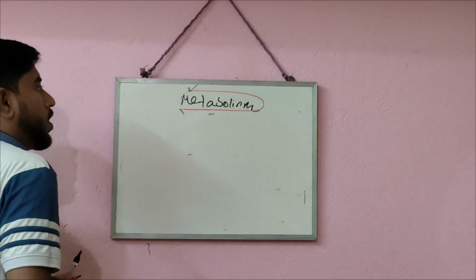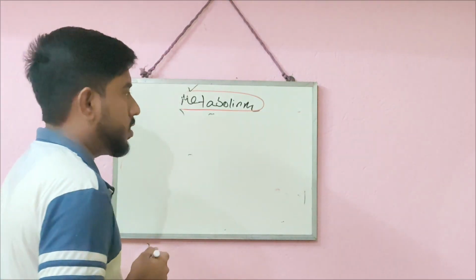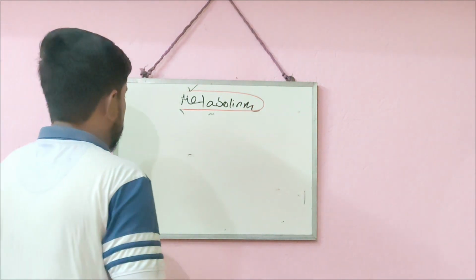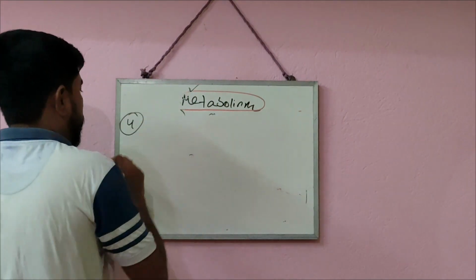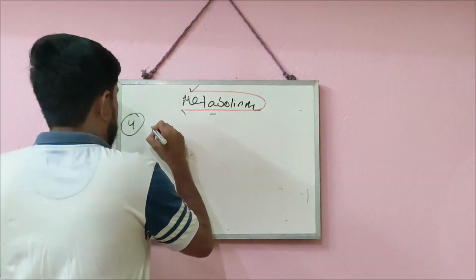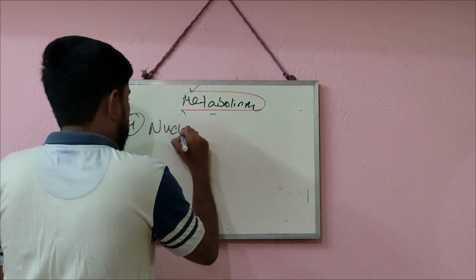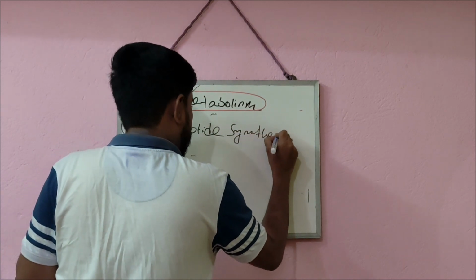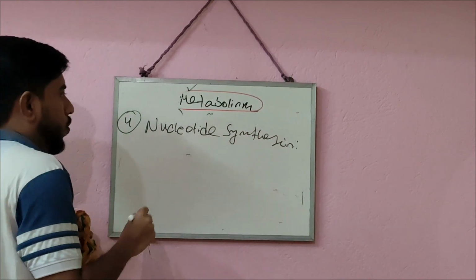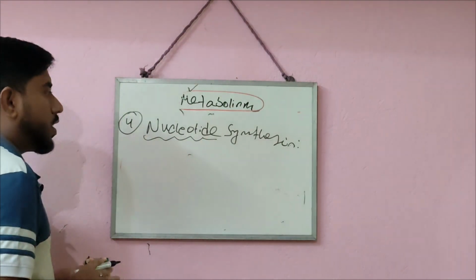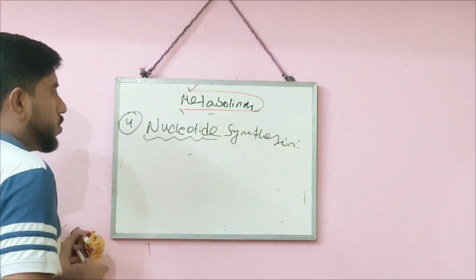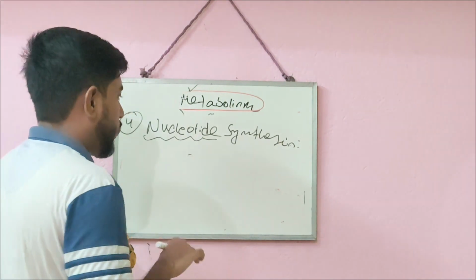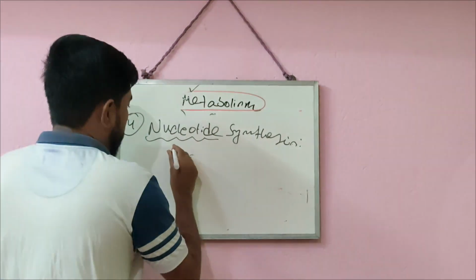So I have already covered glucuronyl conjugation, then acetylation, then methylation, which are important pathways for phase 2 metabolism reactions. The last process in phase 2 metabolism is nucleotide synthesis. We all know the meaning of nucleotide. A nucleotide consists of phosphoric acid, nitrogen bases, and sugar. Nucleotides are of two types.